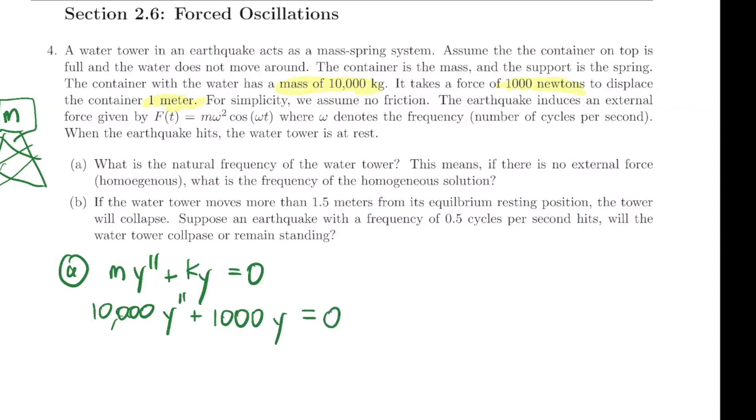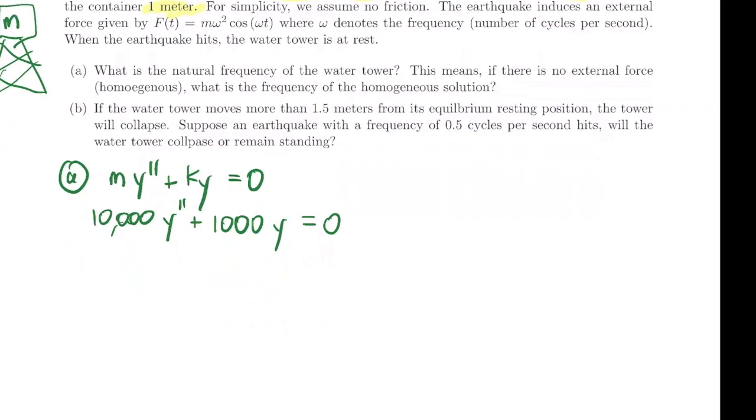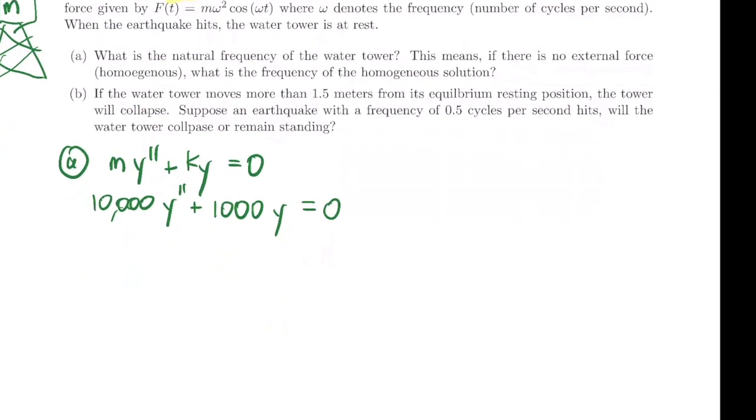And let's first assume that we don't have any force. It's a nice quiet day. There's no earthquake. There's not much wind. And so there's no other external forces acting on this mass besides the spring, besides the base, which is holding it up. So why don't you go ahead and solve this differential equation and figure out what the frequency of the homogeneous system is. Call this the natural frequency.